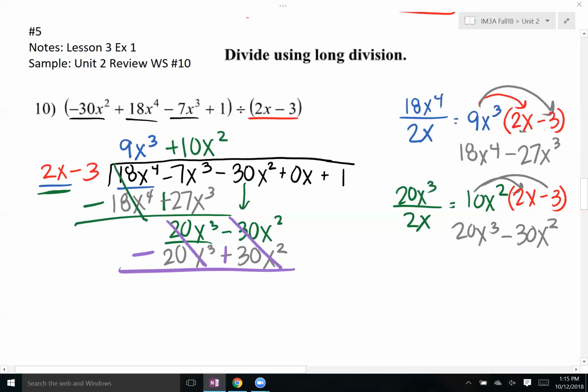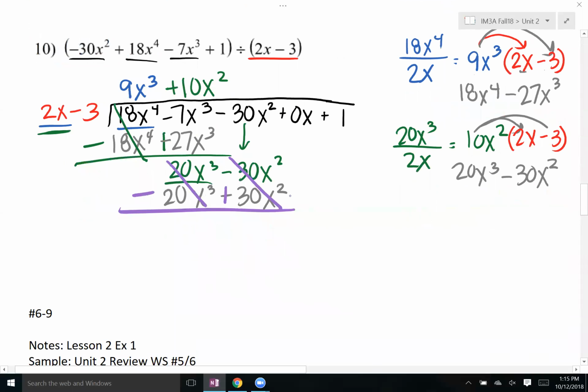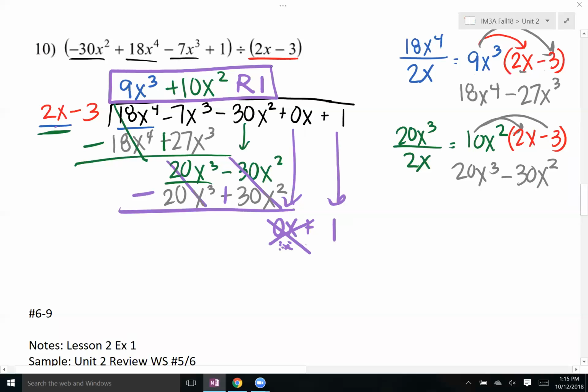Since everything is canceled, we're really bringing down our 0x and our 1 because we need to have two terms like we have in our divisor. However, since this is 0, there's nothing there, it's going to be a 0. So technically this is just 1, which means that's our remainder. Our answer for this problem is 9x cubed plus 10x squared with a remainder of 1.